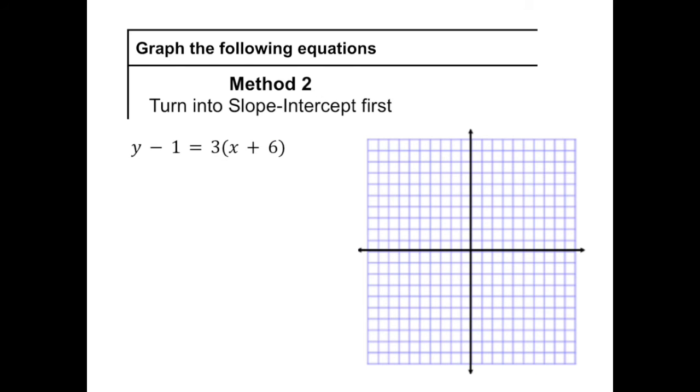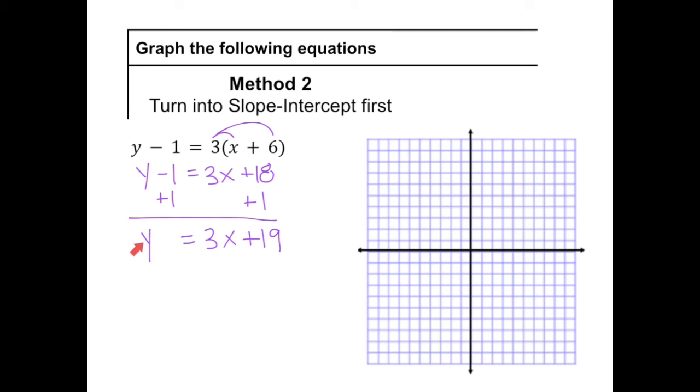If you prefer to graph from slope-intercept form, then you could turn the function into slope-intercept form first. This would be the second method, and then just graph using the slope-intercept form. So let's first take the 2 steps to turn this point-slope form into slope-intercept form.